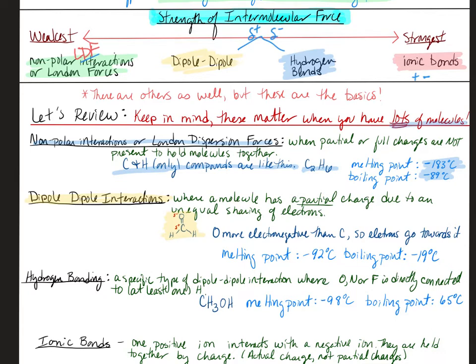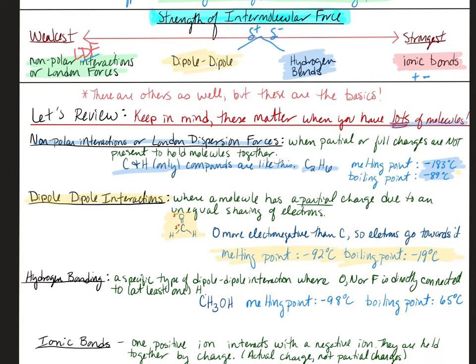So let's look at how this affects the boiling point and melting point. The melting point here is negative 92. Now note that that is higher than what we just talked about. And the boiling point is negative 19, also higher than what we just talked about. I'm keeping them about the same size, so this is not a size difference.